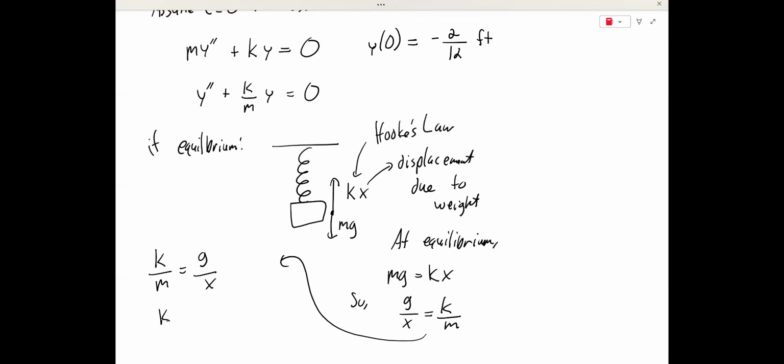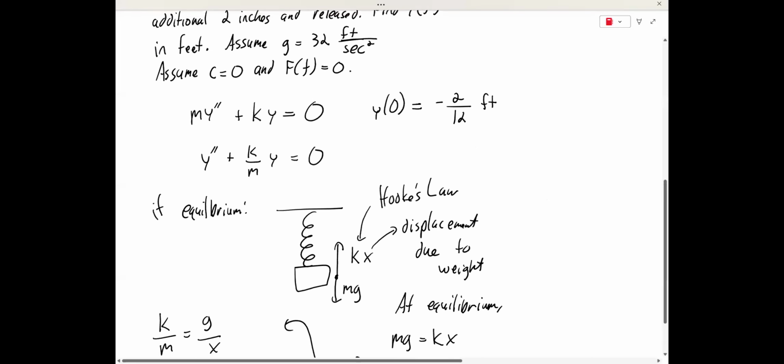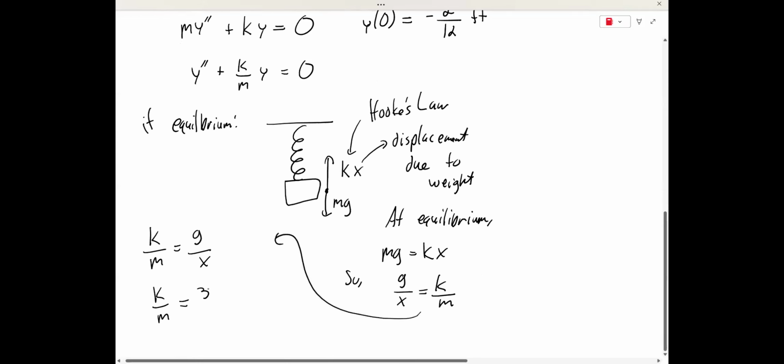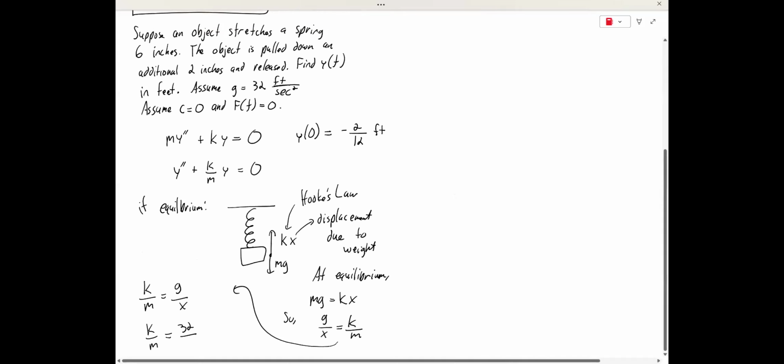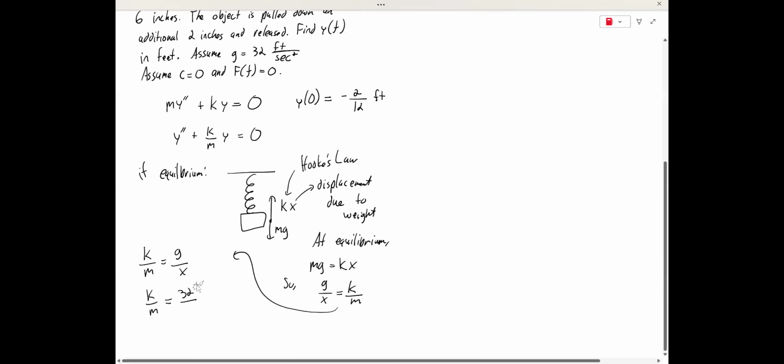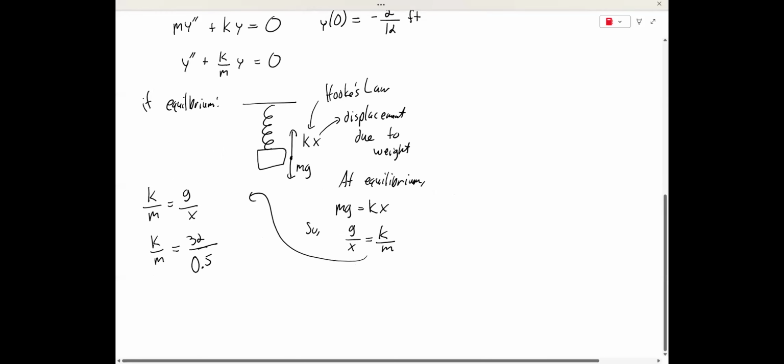Okay, so k over m here is equal to, now what's g? g is the acceleration of gravity. That was given, that's the 32 feet per second squared. So 32. And what was the displacement just from the weight? The object stretches the spring 6 inches. You need that in feet, because this is in feet per second squared, so this has to be in feet as well. 6 inches is 0.5 feet. That's the displacement due to the weight. So 0.5 feet. Then k over m here is equal to 64.